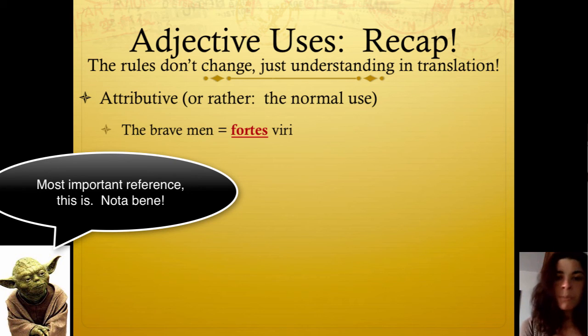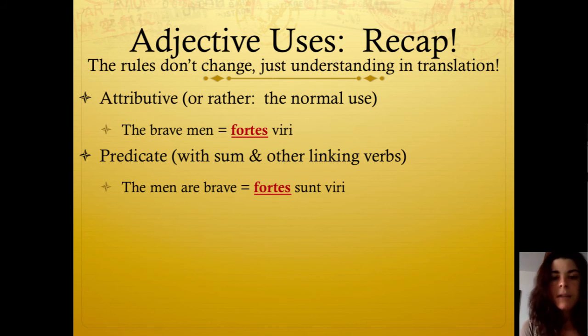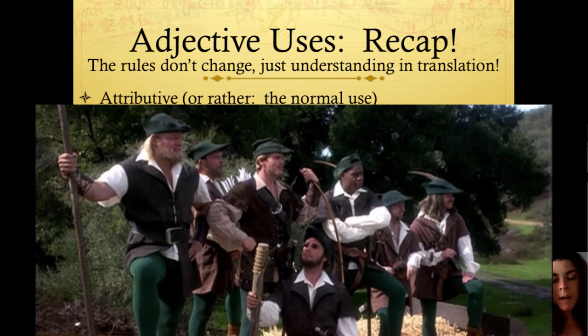So for example, the brave men, fortes viri. The next one is the predicate adjective, which we see with sum and other linking verbs, like the men are brave, fortes viri sunt. Fortes is still modifying viri. In fact, they're still in the same form. But instead we have this linking verb that's in the middle, kind of like making it a predicate instead of part of the subject part.